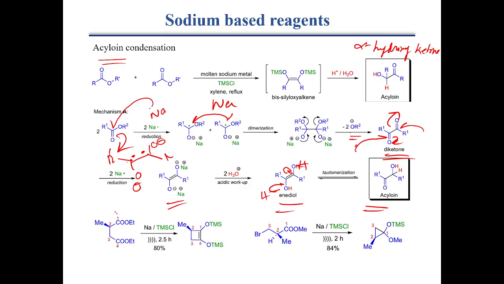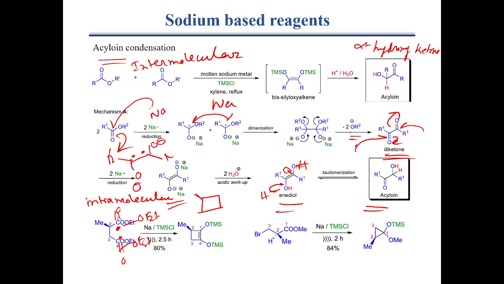So what happens there? OEt. This is intermolecular. This is intramolecular. So what happens there? This radical, this radical will form fast. That will make a bond.